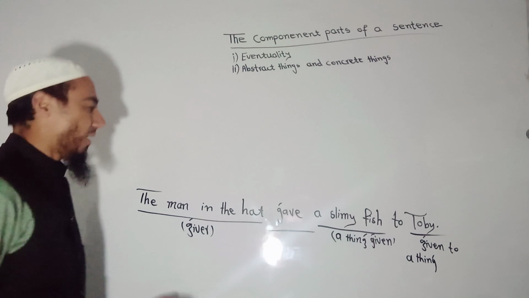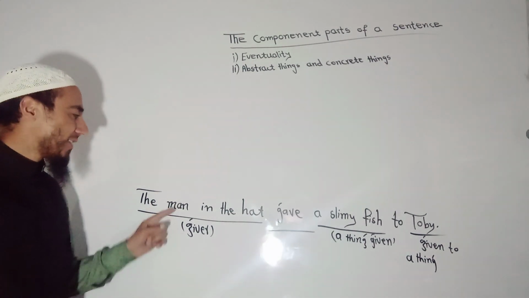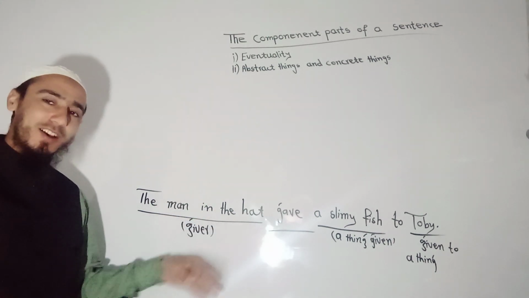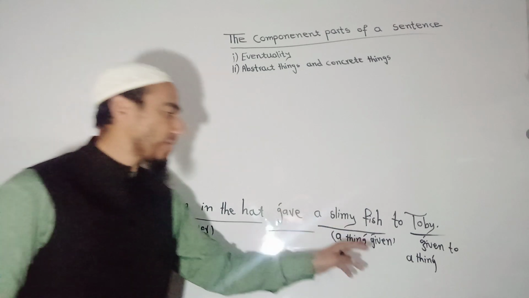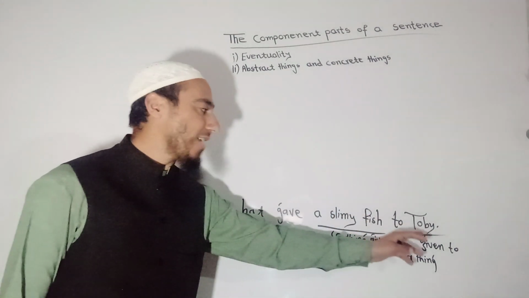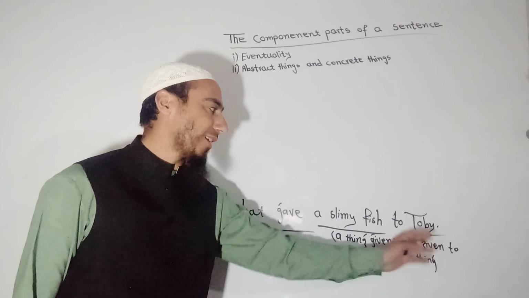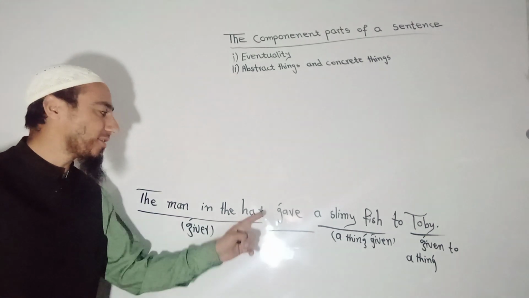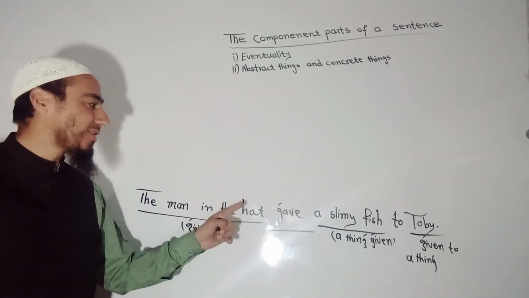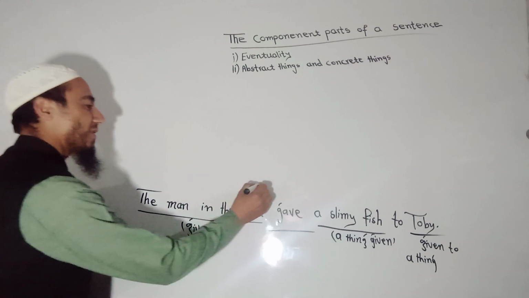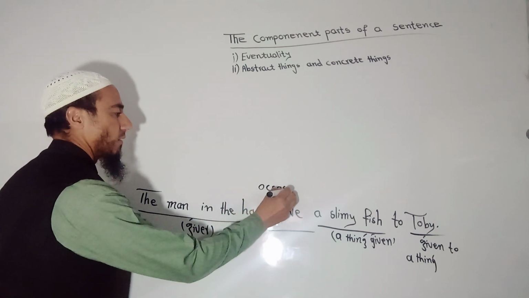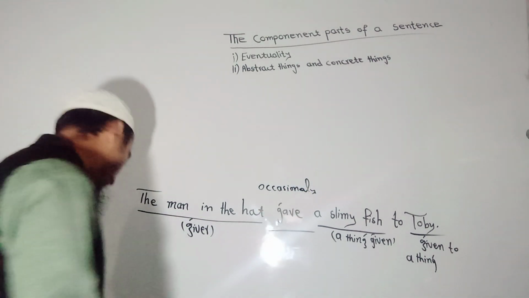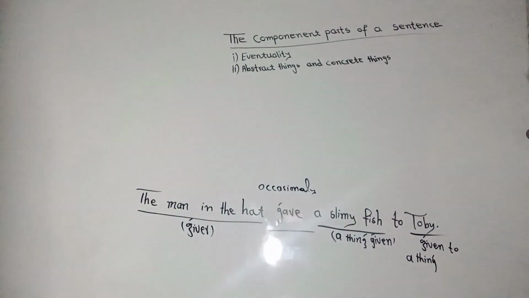Now, I'm talking again about the man in the hat. The man is the giver, and we are talking about the whole phrase. A slimy fish, a thing given, and to Toby, a thing given to. So these three are noun phrases. Now what kind of phrase is left? Yes, occasionally. Sorry, I did not write the word occasionally, so let me write it quickly, occasionally as well.